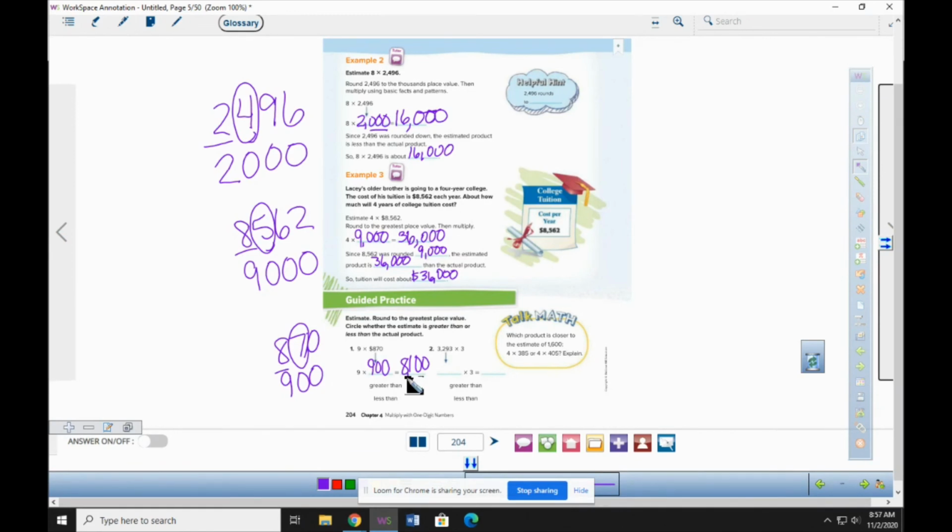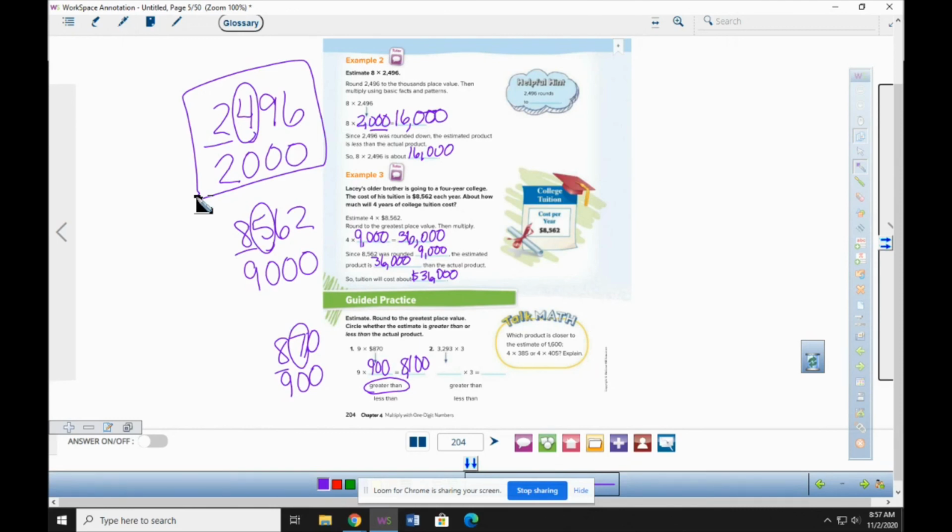The extra step here is they want to circle whether the estimate is greater than or less than the actual product. Here is the simple way to know this. If you rounded up, which we did, then our estimate is going to be bigger than the actual number because we rounded up. We gave it more. If you round down, like we did up here, that estimate would actually be less because we took away some of what was there when we rounded down. That will be the easy way to know.